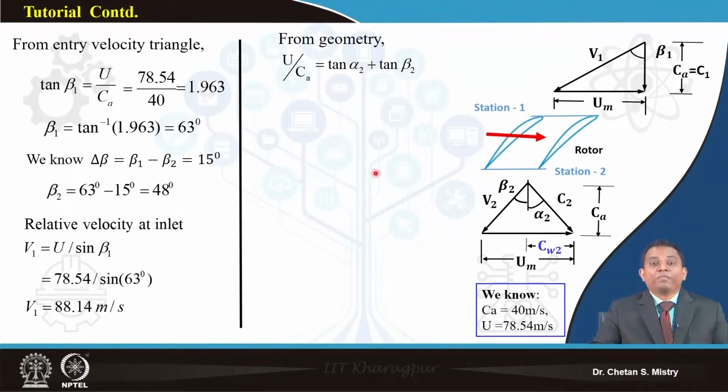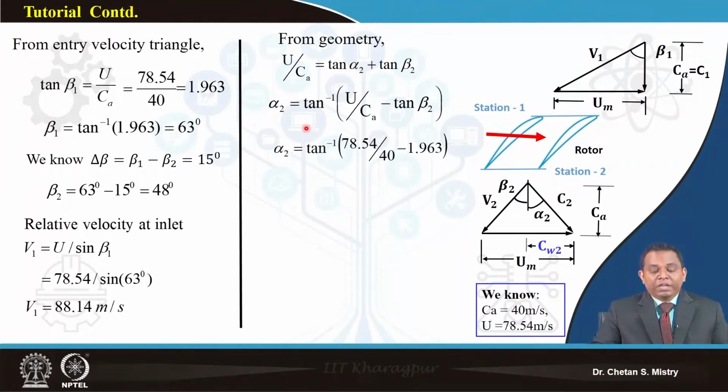Now we are looking at our exit condition, because we want to calculate my relative velocity at the exit and my whirl component. To do that calculation, from our velocity triangle and from geometry, we can write U by Ca as tan alpha 2 plus tan beta 2. Since my beta 2 is known to me, I can calculate my alpha 2. Putting these numbers in, my alpha 2 is coming 40.44 degree.